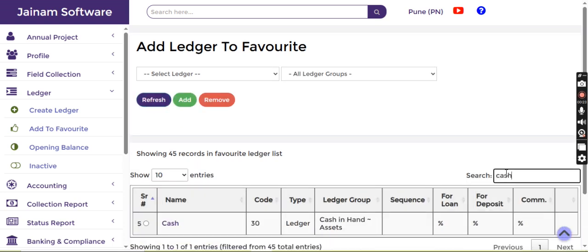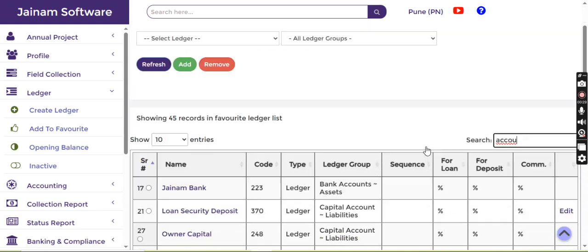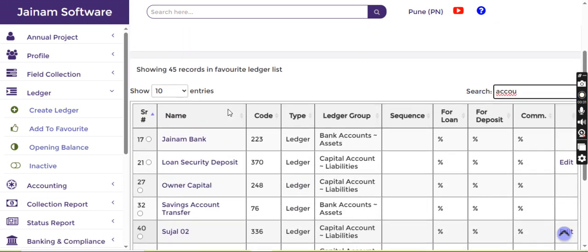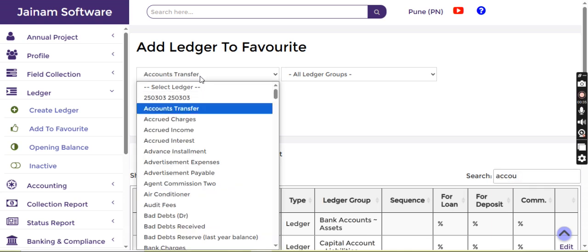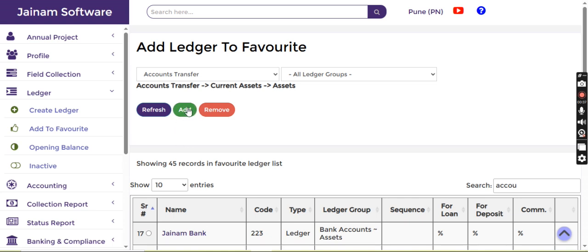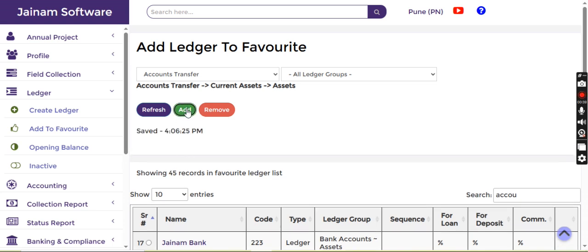One is cash, which is there, and the second is accounts. It's not there, so let me add that ledger. Accounts transfer. I have added it. You can also create any ledger which you want instead of accounts transfer, which can act as an intermediate ledger. Okay.